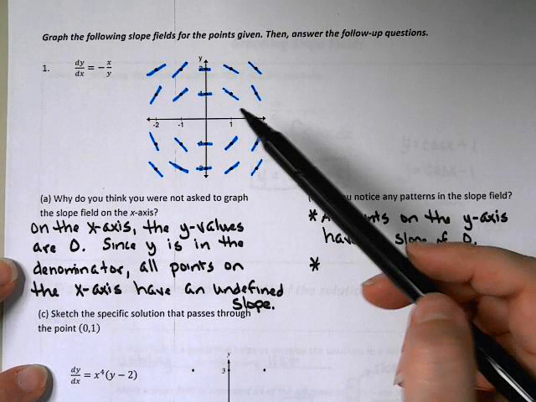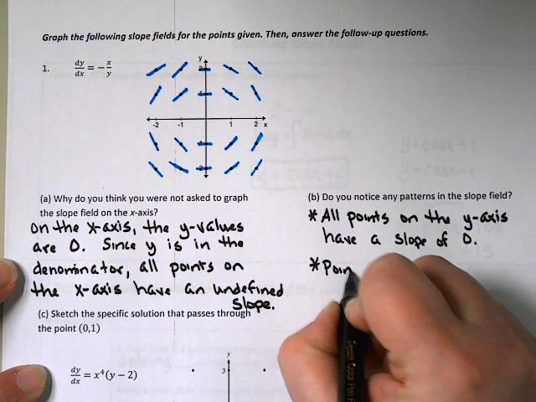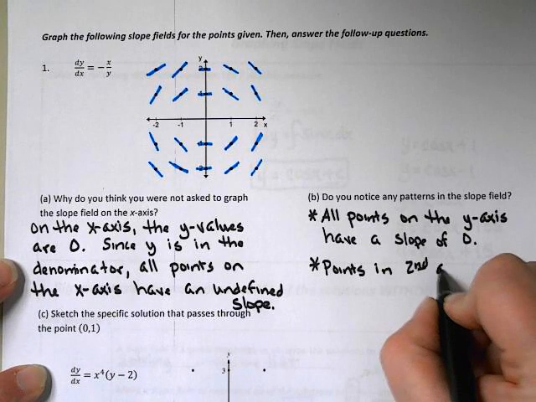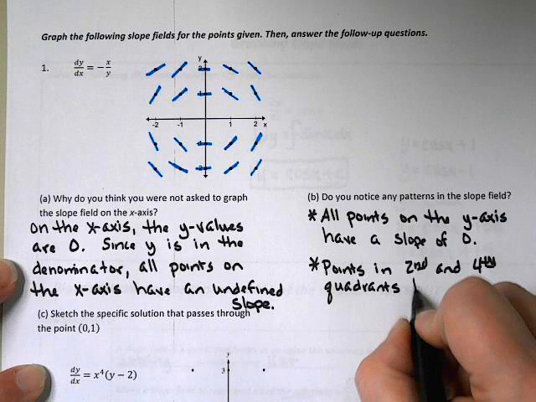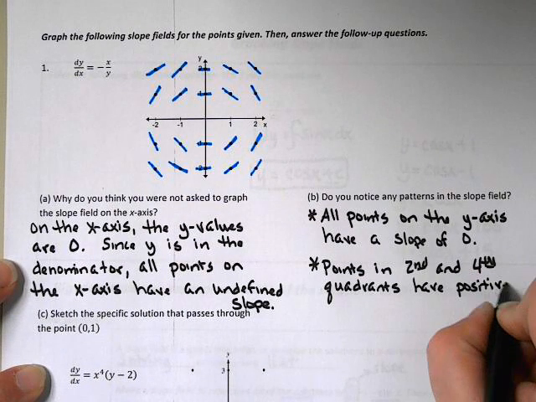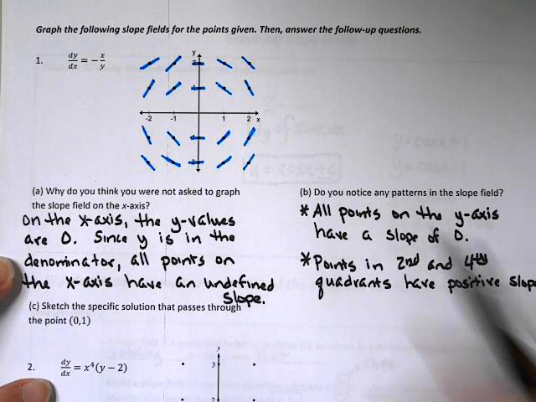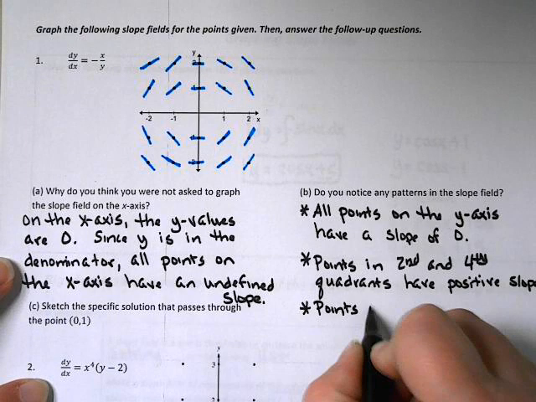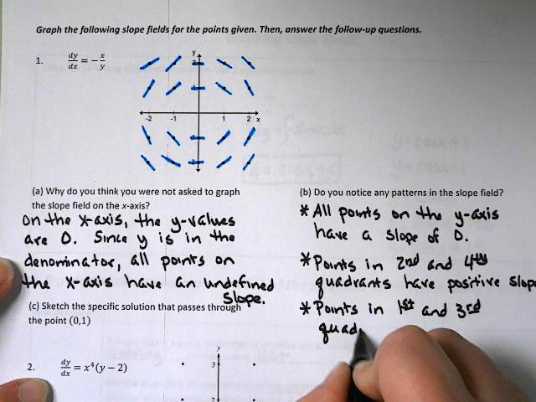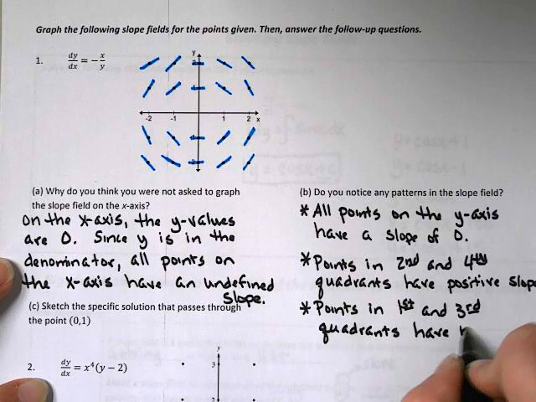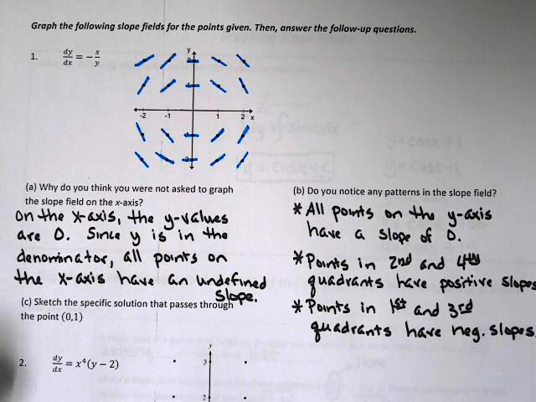All right, let's see. Something else that I notice is that all of the points in quadrants 2 and 4 have a positive slope. So in the second and fourth quadrants, positive slope. And then conversely, all the points in the first and third quadrants, those are negative. So they have negative slopes. So you're going to have to be able to not only draw the slope fields, but then kind of analyze what's going on there.